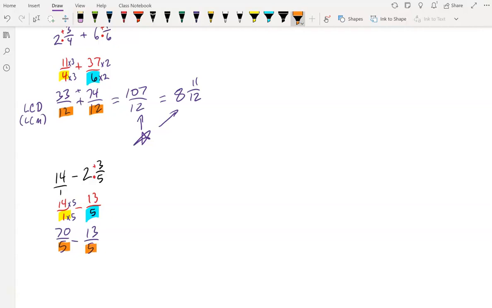Now they have a common denominator. All I have to do is subtract the numerators. So 70 minus 13 is 57. And I keep the denominator the same, 57/5. And that is perfectly fine. That's a good one. It's an improper fraction, but that's okay.